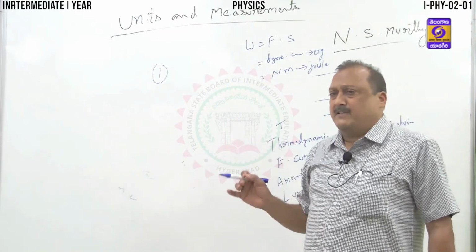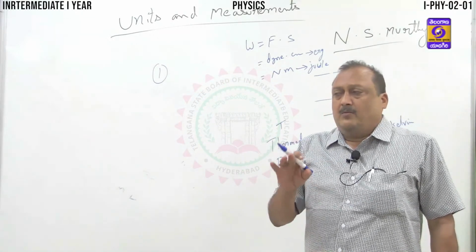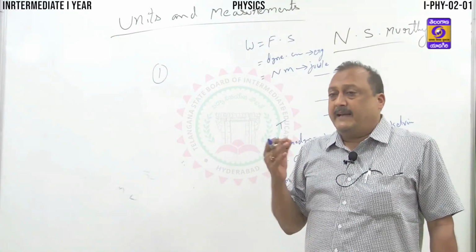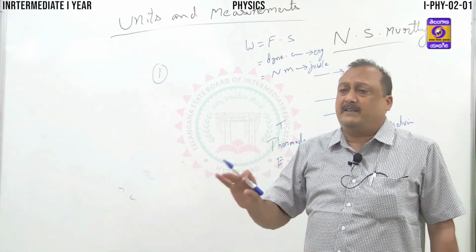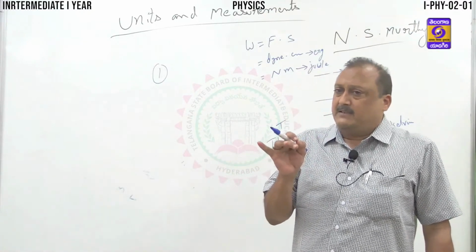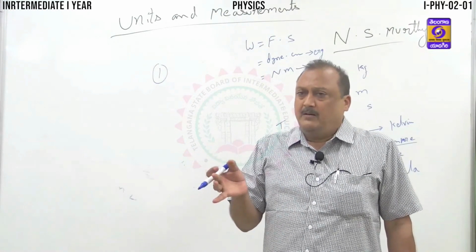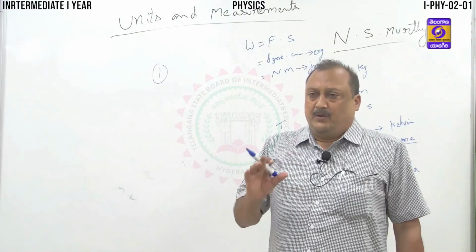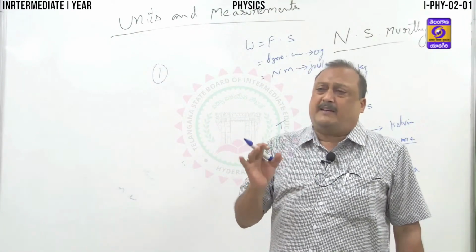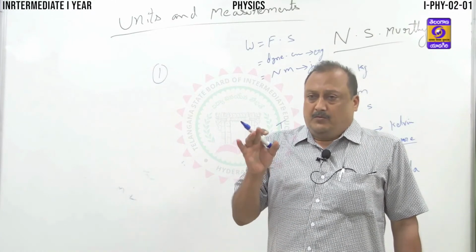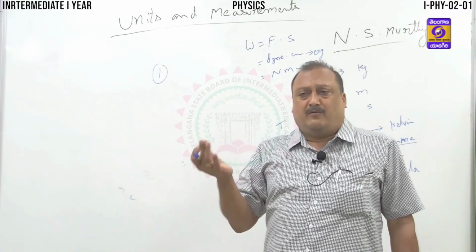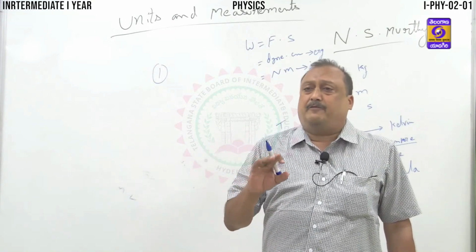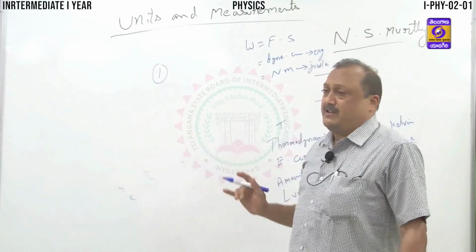The second use of the dimensional method is that we can convert one system of units into another system. The third use is that we can derive the relation among different physical quantities. Simply, we can check, we can convert, we can derive. If you remember these 3 points, these are the uses of the dimensional method. We can check whether equations are correct or not dimensionally, we can convert one system of units into another, and we can derive the relation among different physical quantities. These 3 are the uses of the dimensional method.